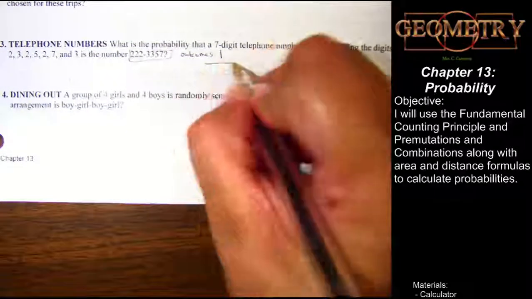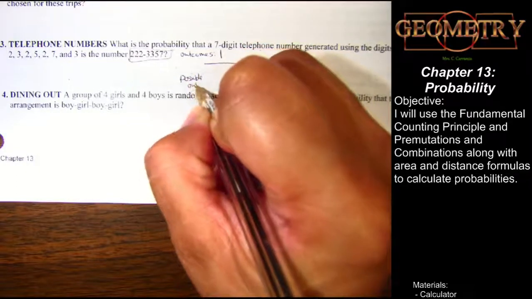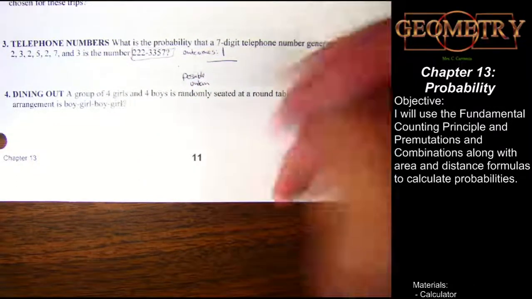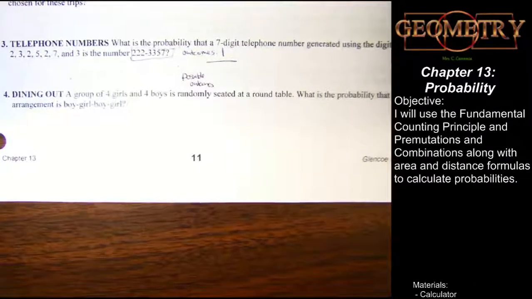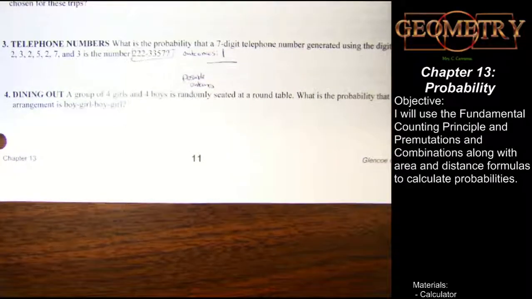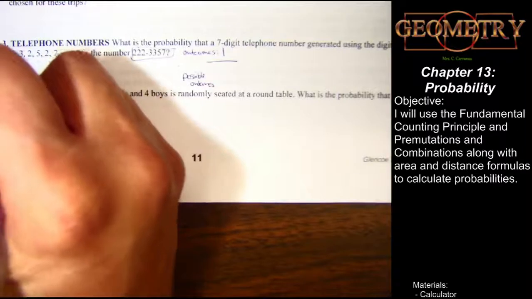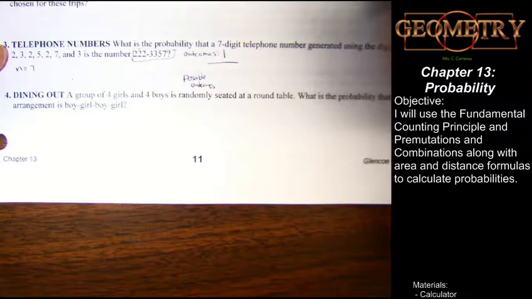So our next task then is to figure out the total number of possible outcomes that we could have. How many different phone numbers are possible with this combination? How many items, how many objects do we have to choose from? 7 digits, because we have 7 digits in our phone number. So n is 7. Now, if we look at these numbers, we notice that we've got some repeating, don't we? Yes.